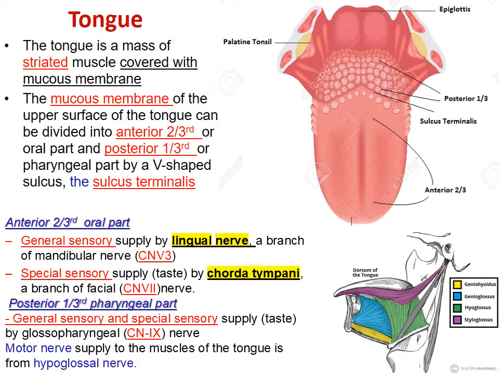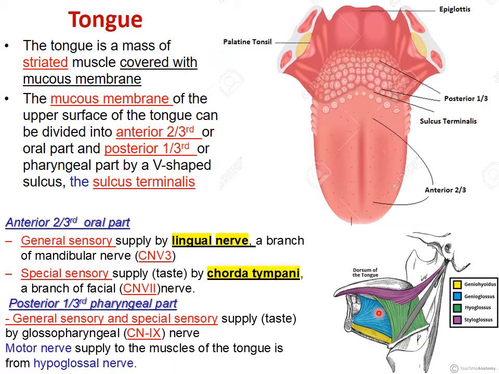Now come to the sensory nerve supply. The nerve supply to the mucous membrane. Now here we have divided the anterior 2/3 and posterior 1/3. Which part? Not the muscle. We have divided the mucous membrane, because this is the highest membrane that is covering the surface of the tongue, right? So below this mucous membrane, we have got the muscles. Now we are talking about the mucous membrane, not the muscles.